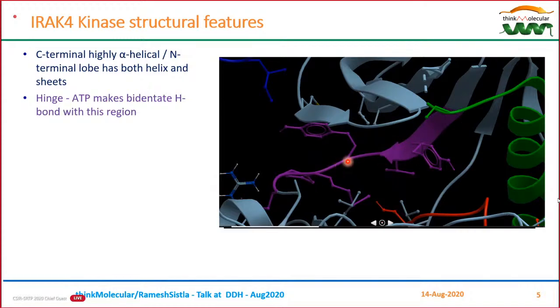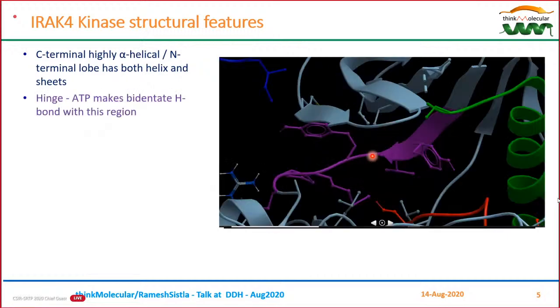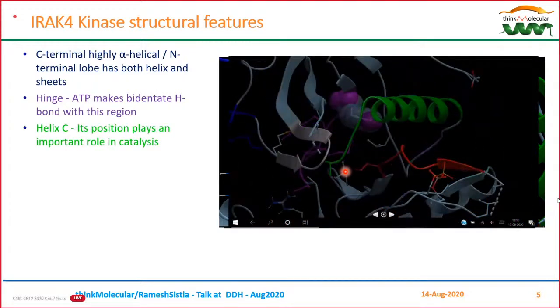If you zoom in a little bit, there is a region known as the hinge region, okay, which is very important for any kinase binding. This is the hinge region, and that is what connects the N-terminal lobe to the C-terminal lobe. And this is where ATP makes a bidentate interaction. It makes two hydrogen bonds in this particular region, and that's a very important part of the kinase.